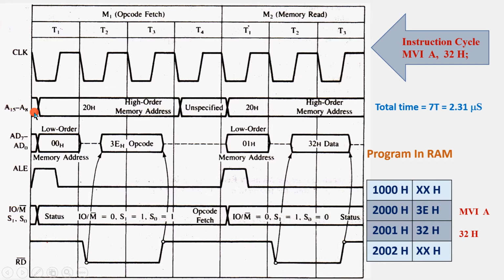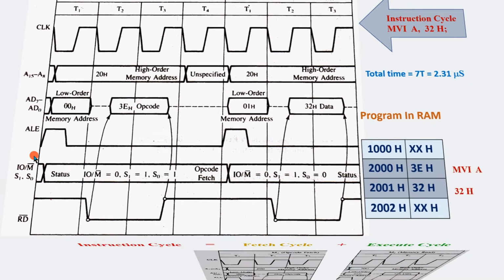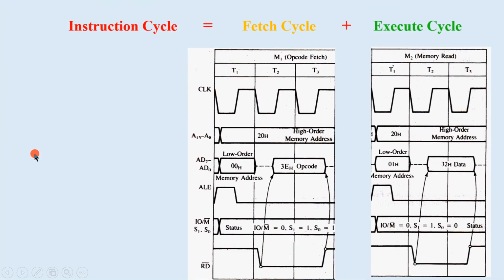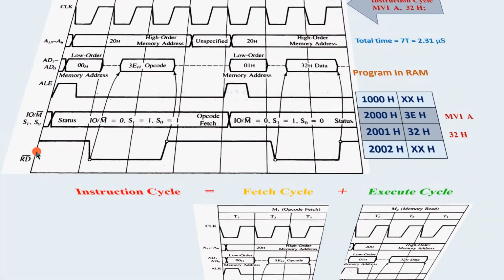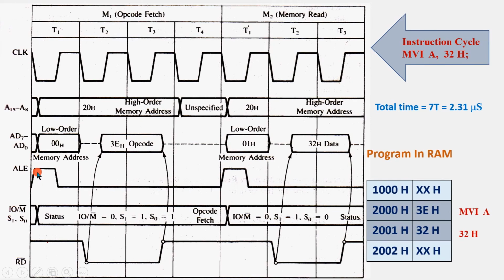Once again, note carefully here, the high order address is available on these 8 lines for 3 clock duration, and the low order address, which is 00 here, is available only for 1 T. See, and that's why we have to demultiplex the address data bus, which we have studied last year.